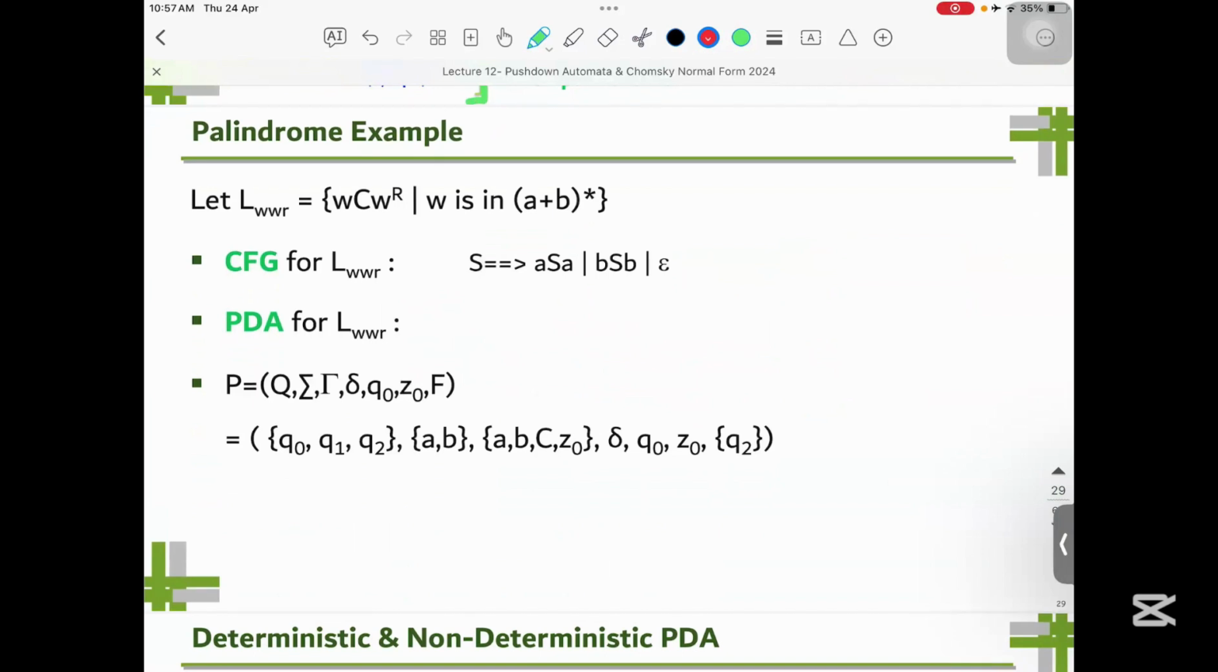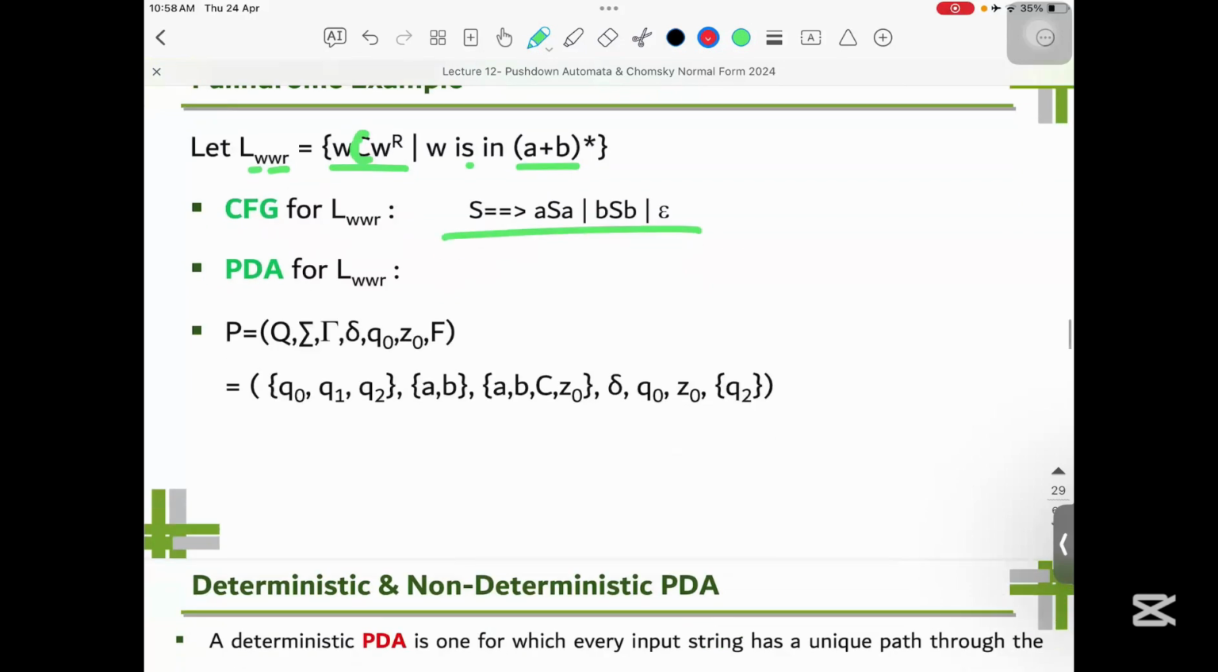You can write the palindrome, for example, as we know that PDA is used in order to represent a context-free language. So for example, if we have a language WWR, a palindrome where you have C as the middle, W is in (A plus B) whole star. The context-free grammar is basically S to ASA, BSB, and here the PDA, if you want to represent it in the PDA format with those 7 tuples.